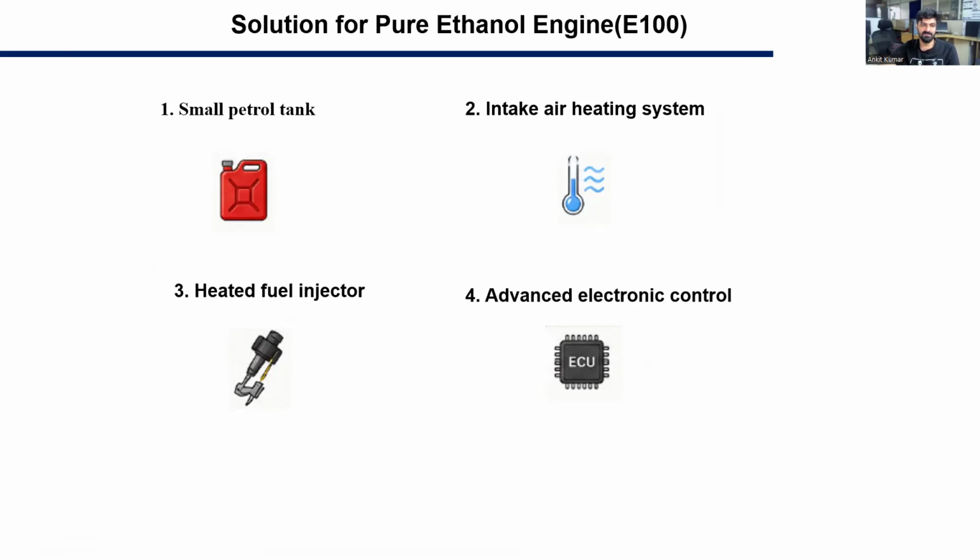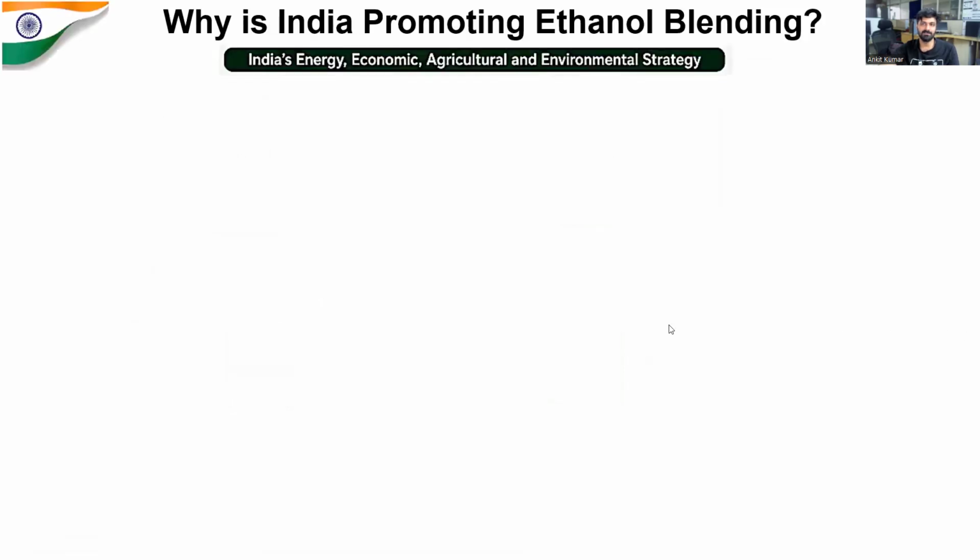So I'll stop this lecture here. In the next lecture, I'll start a discussion that is also very important. If all of these problems are there, and as we have seen India has cold weather in winter, then out of all these problems, why is India promoting ethanol blending, right? So we'll see India's energy strategy in terms of economics, agriculture, and environmental strategy in the next lecture.